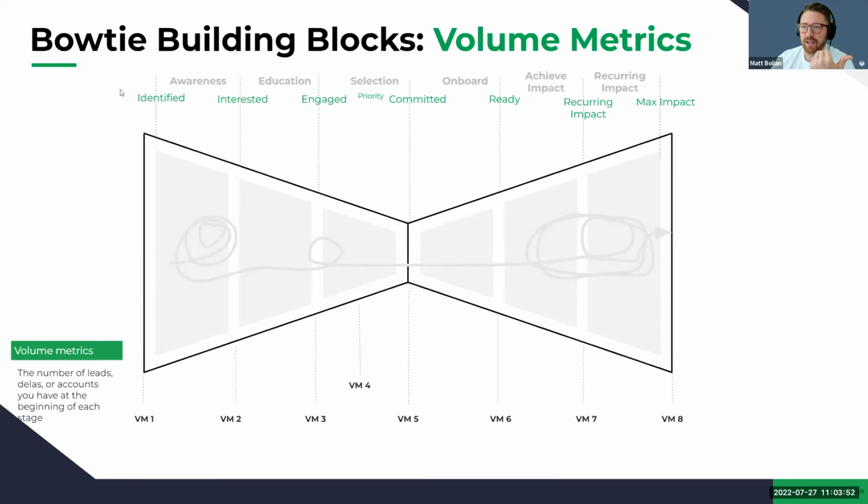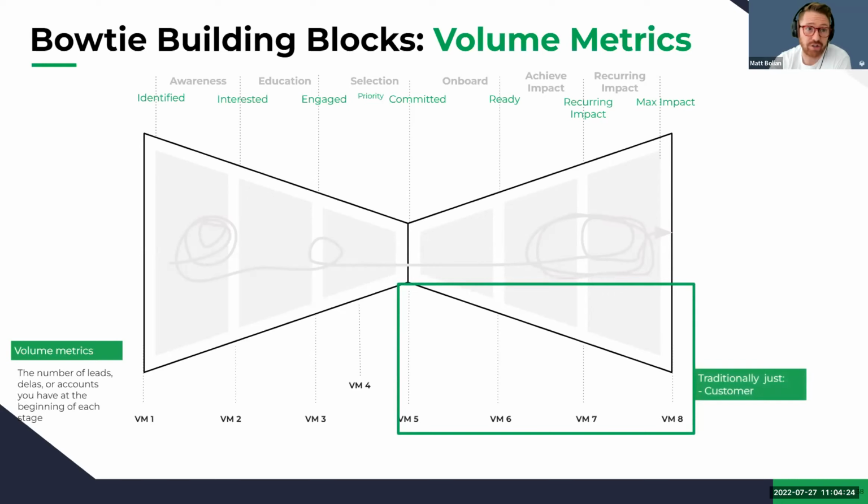When we think about each one of the stages up top, the process someone goes through, awareness, education, selection, onboarding, et cetera, and the action they're doing to change from one stage to the next, we can start to count the number of individuals that have gone through these. Some of these may be very common: the number of leads, the number of deals or accounts you have at the beginning of each stage. These are volume metrics. What we haven't done traditionally is create volume metrics for customers.